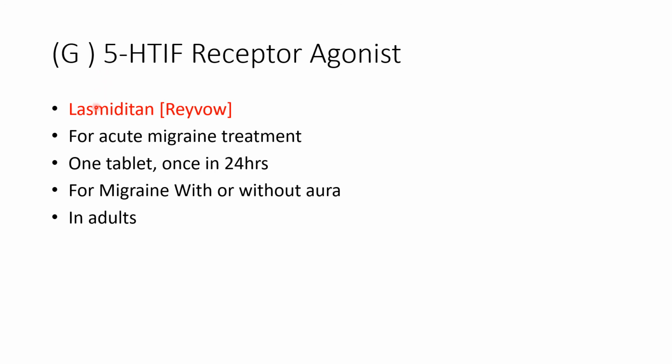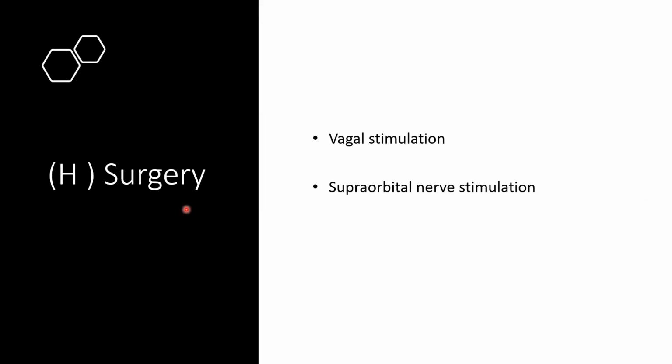You can have lasmiditan. The brand name is Reyvow. That is a 5-HT1F receptor agonist for acute migraine treatment. You use only one tablet once in 24 hours for migraine with or without aura, and it is useful only in adults, not in children. You may embark on neuromodulation like vagal nerve stimulation or supraorbital nerve stimulation, which will gain more NIBI.